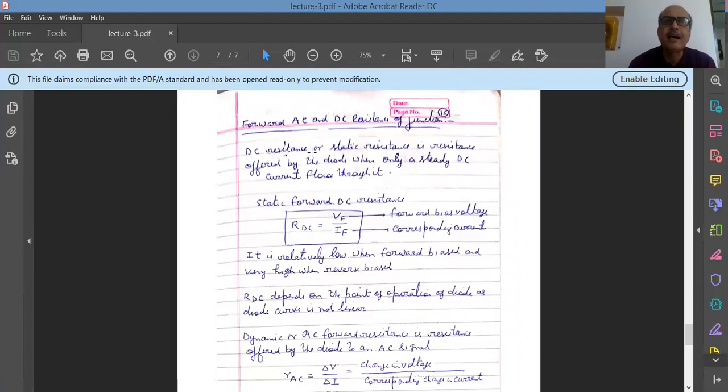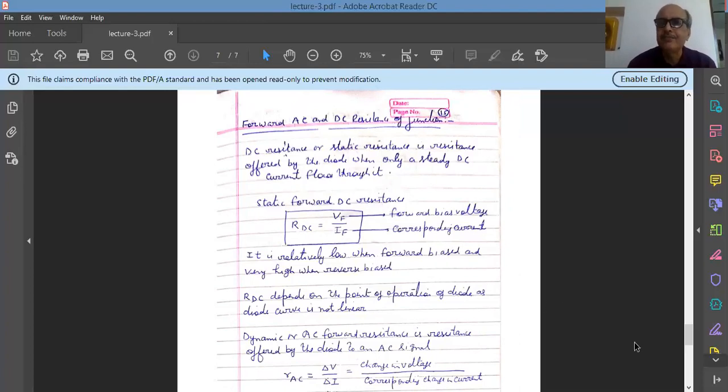So DC resistance or static resistance is the resistance offered by the diode when only a steady DC current flows through it. Suppose we fix the current through a diode by applying a fixed voltage across the diode. Then the static forward DC resistance of a diode will be given by the ratio of forward bias voltage to the corresponding forward current. It is VF upon IF. It has a relatively low value because when it is forward biased, the resistance is low, and when it is reverse biased, the value of the resistance is very high.